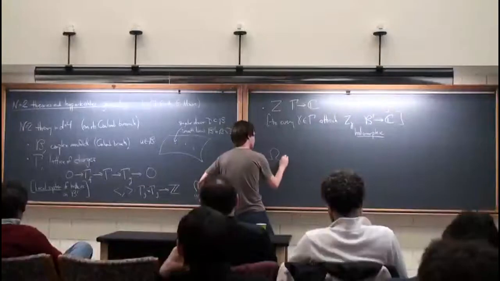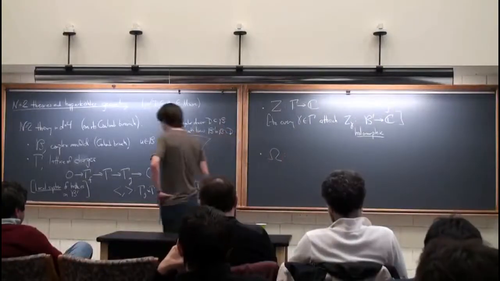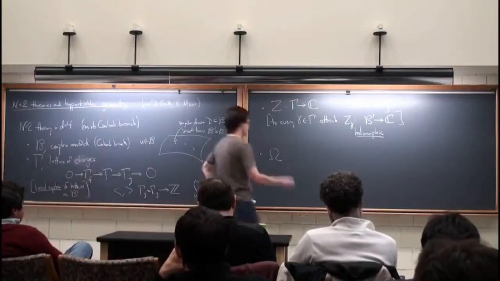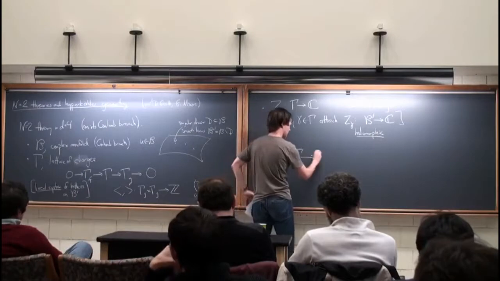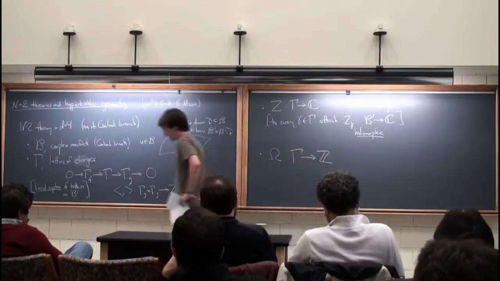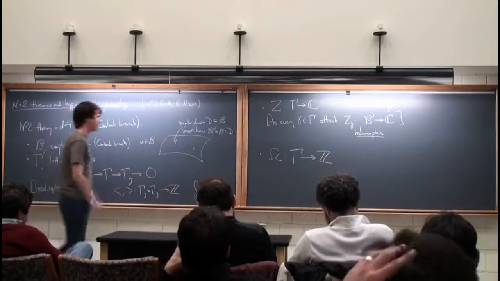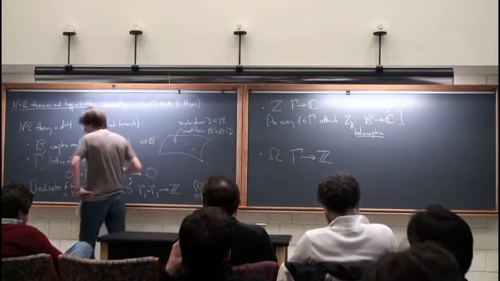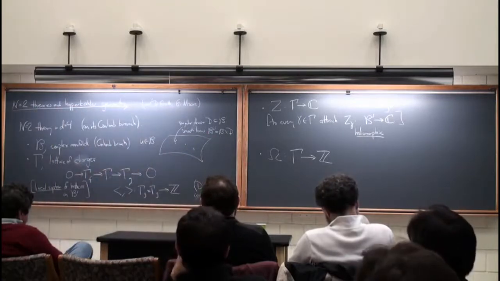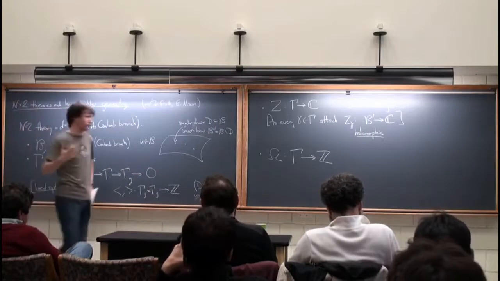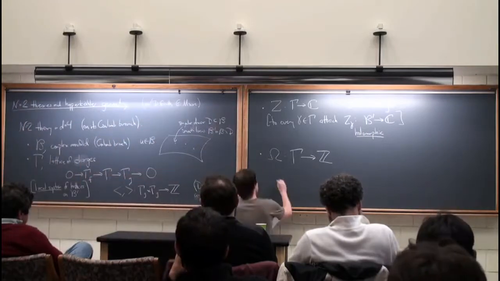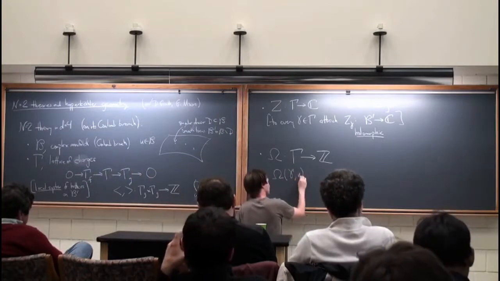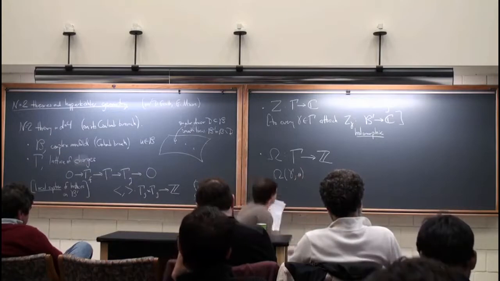So the degeneracies of the BPS states are captured by, again, just a function on the charge lattice. This time an integer valued function. So for every charge gamma at every point on the Coulomb branch, you can ask how many states are there, how many BPS states are there in the spectrum with the charge gamma. Integers, omega of gamma, also dependent on the point u of the Coulomb branch.